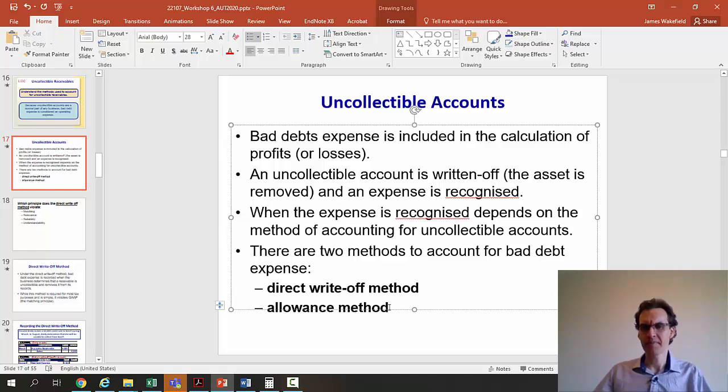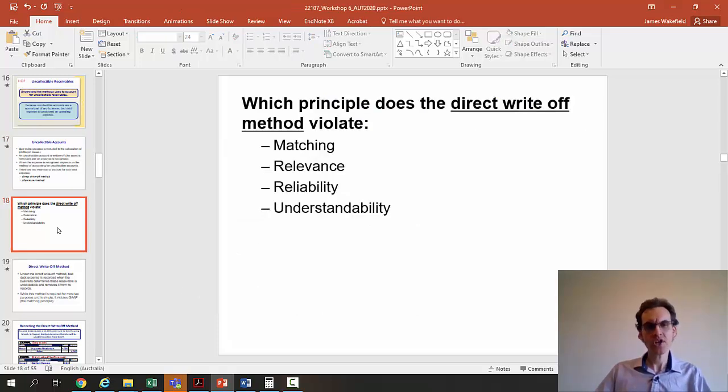With the allowance method, what we do is we make an estimate of the degree of accounts on credit that are not going to be paid. We'll go through how we generate that estimate and the different ways of generating that estimate shortly. The question I have for you at this stage is, which principle does the direct write-off method violate?